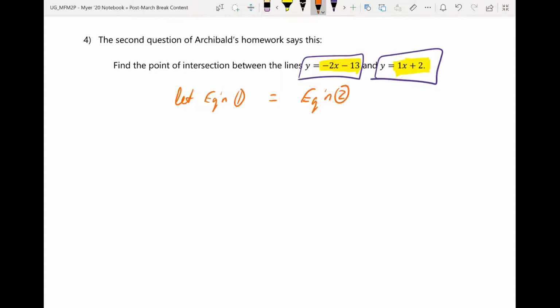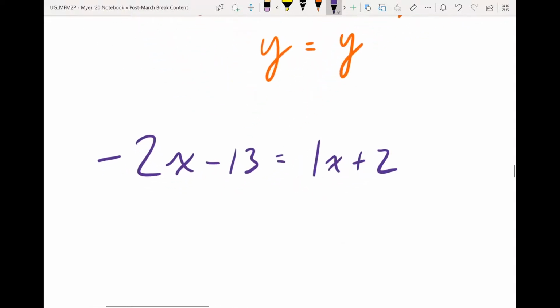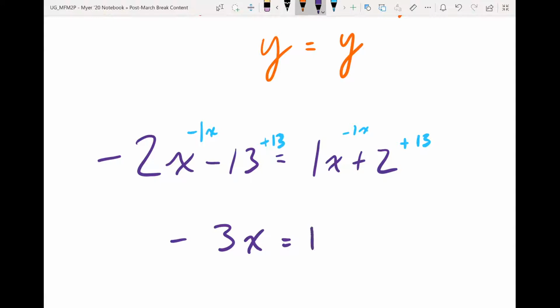Yeah. So you would get rid of the y's, right? Exactly, y is equal to y. Very good, exactly. So I'd go like this. Negative 2x minus 13 is equal to 1x plus 2. Yes. And now I am going to solve this. So I want to get all the x's to one side. So I'm going to subtract the x there. And whatever I do to one side, I have to do the other side. So I'm going to be left with negative 3x is equal to, and then this negative 13, I want to get rid of that. So I'm going to add 13. And whatever I do to one side, I have to do to the other side. So 2 plus 13 is 15.